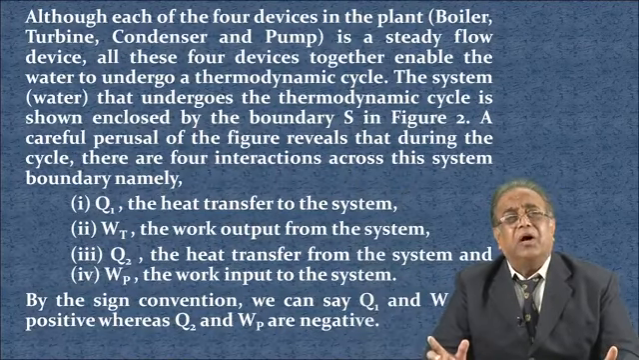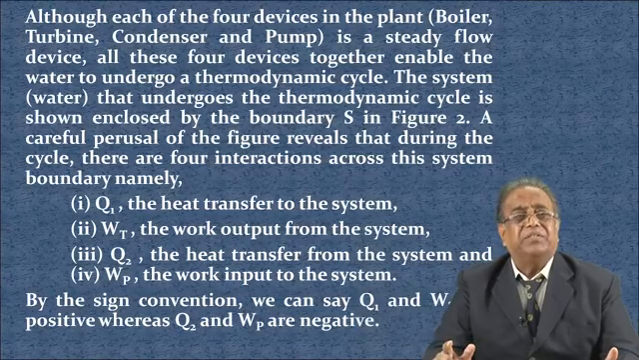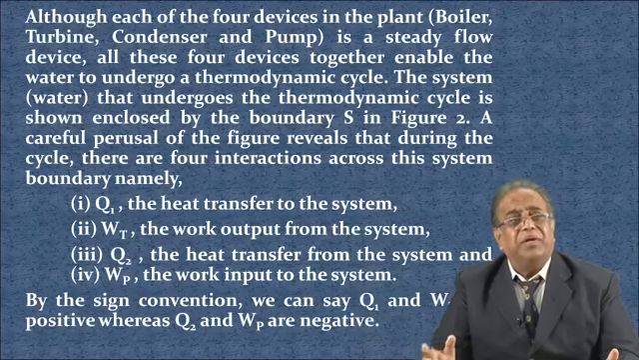Although each of the four devices in the plant, boiler, turbine, condenser, and pump, is a steady flow device, all these four devices together enable water to undergo a thermodynamic cycle. The system, that is water, that undergoes the thermodynamic cycle is shown enclosed by the boundary S in the earlier figure, which is shown in the block diagram.